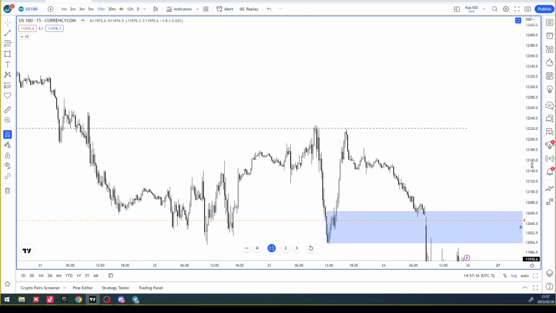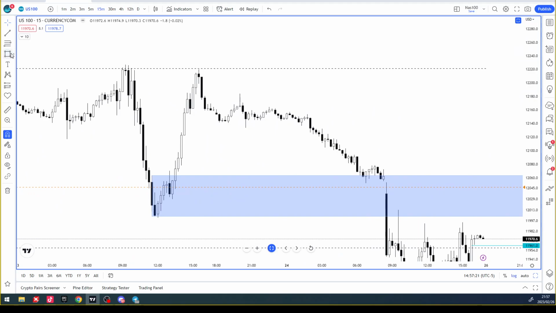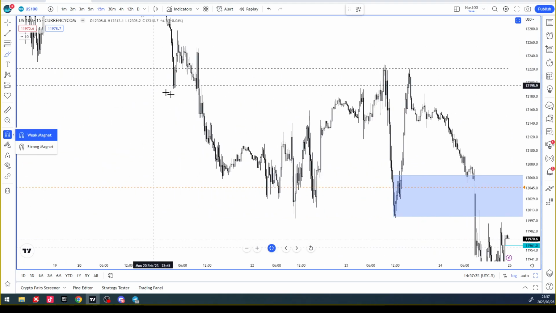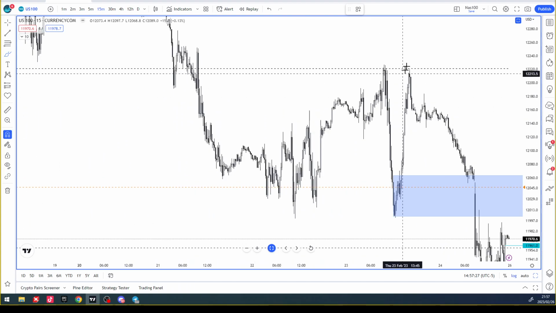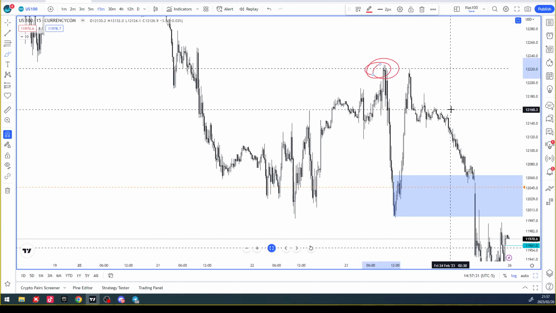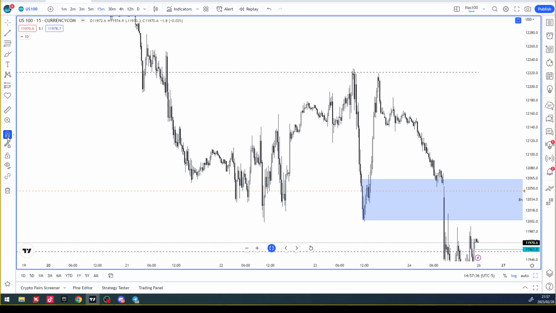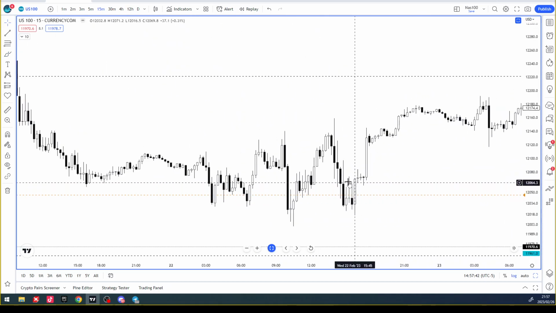And this was the short, or second short, here. There, right? Daily order block. I was long in here, down here. And what happened after New York, you had this long spike up.